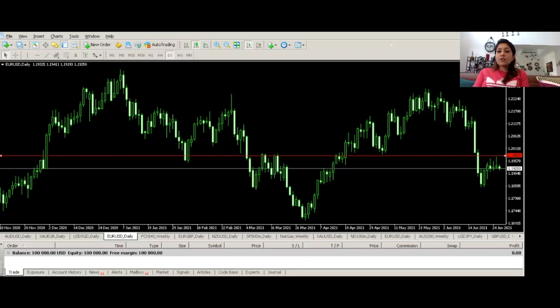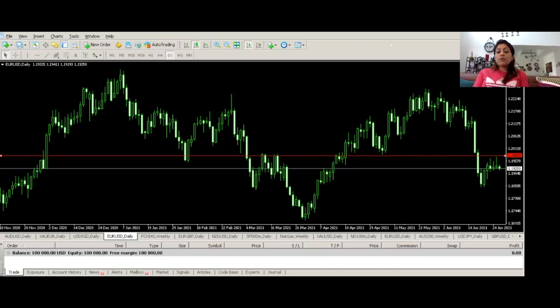So there are actually three things we look for when we want to confirm a trade setup. The first one is the market structure, which in this case is bearish. So the euro is depreciating with respect to the dollar.